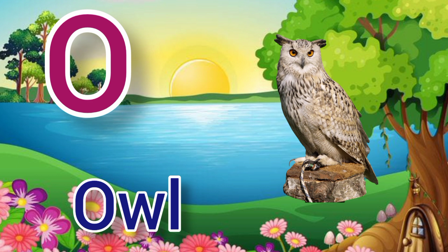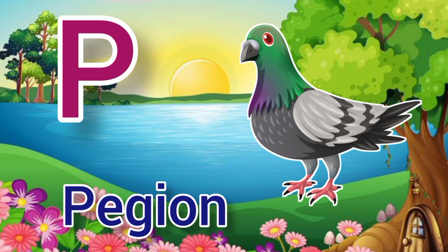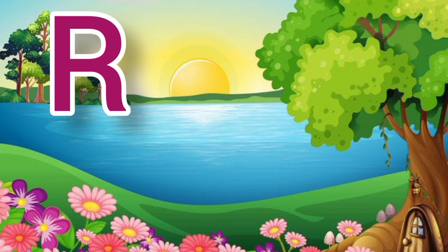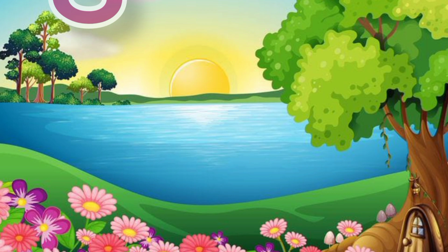P. P for pigeon. Pigeon means kabutar. Q. Q for quail. Quail means butter. R. R for rabbit. Rabbit means khargosh. S. S for shoes. Shoes means juta.